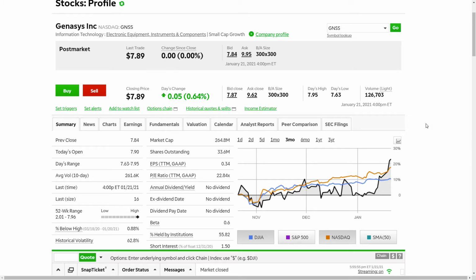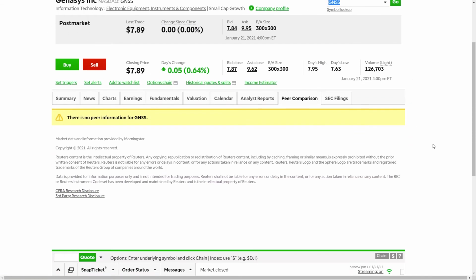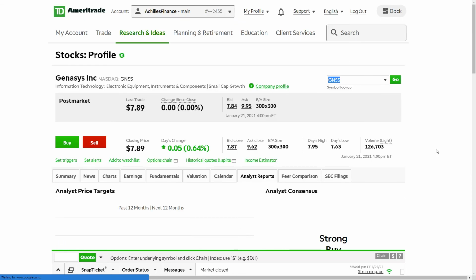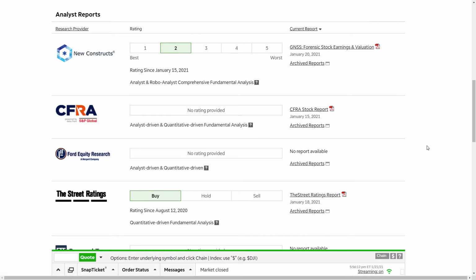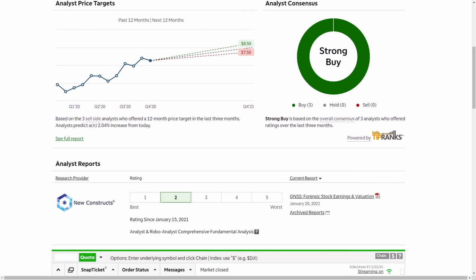The next thing I would do is look at the peer comparison. For a lot of these smaller companies, they don't have any information in here. So I'll go to the analyst reports. There appear to be only 3 analysts reporting on them, although that's a favorable price target, and I anticipate that's something that may get boosted up. I may look at some of these reports in here.